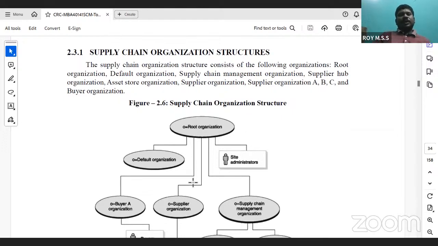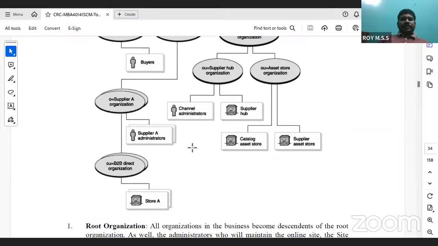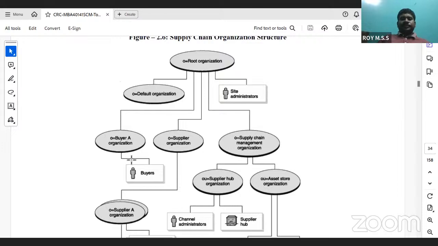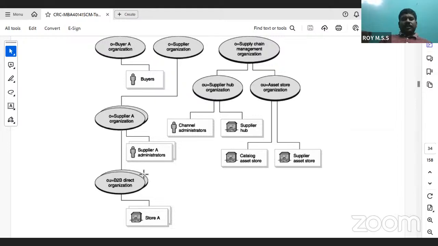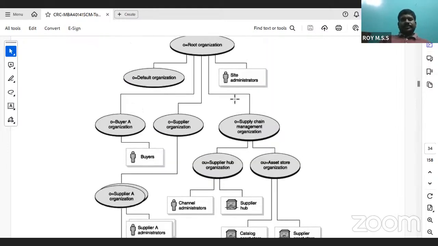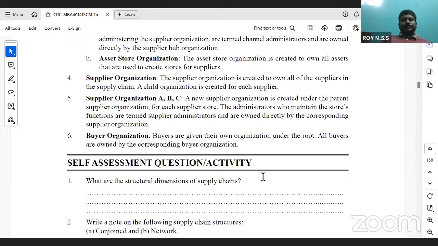Now, organization structure. How the organization structure will be there. Now see this. Root organization or default organization, site administration. From there, it will go to the store. Buyer A, supplier management organization. From this, it will go to the supplier A organization. There it will go to the administrator. Buyer into B2B, business to business selling. Site administration, supply chain management organization, OU, supplier hub organization, asset store organization. And it will go to that.